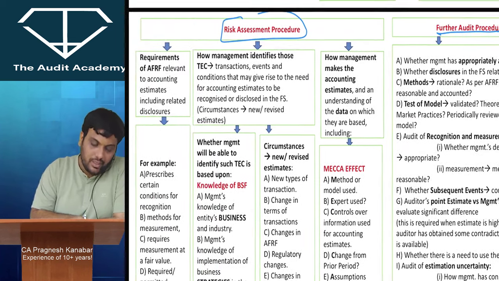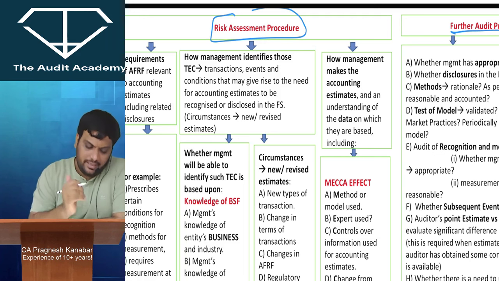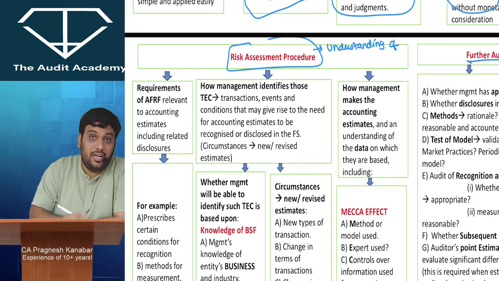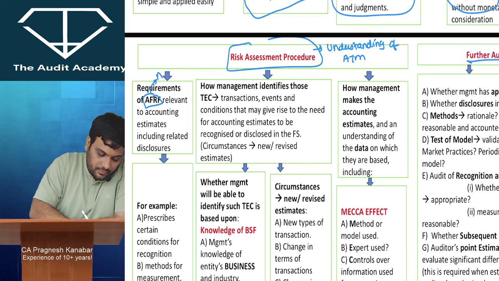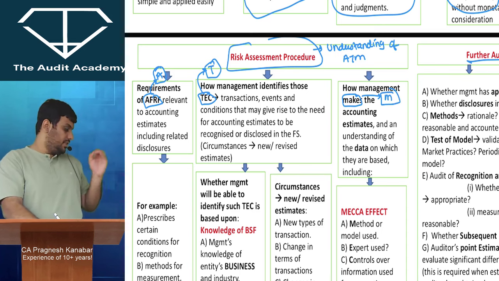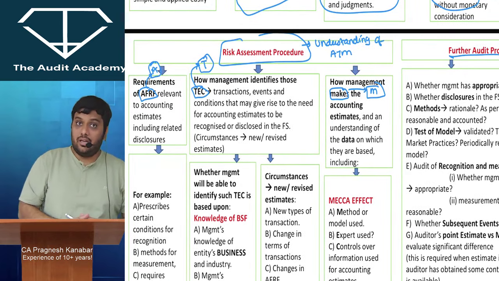Now, in risk assessment procedure, I don't want to go highly conceptually over here because at the end of the day, you'll have to write these words. So I'm going very to the point. In risk assessment procedures in SA 540, obviously you need to obtain an understanding. Understanding of what? Understanding of ATM. A for AFRF, T for TEC, transactions, events and conditions, and M for making of accounting estimate. This has been asked n number of times.